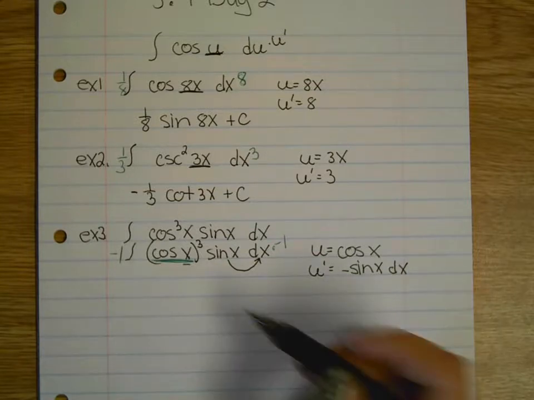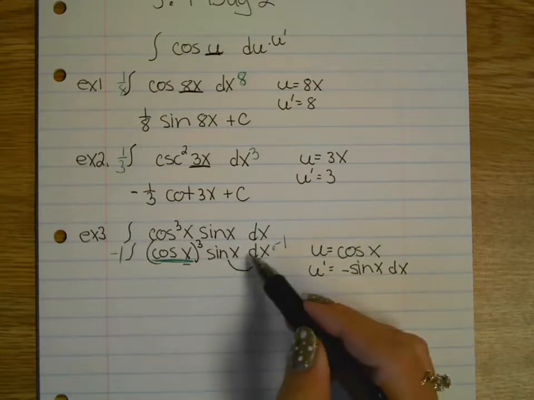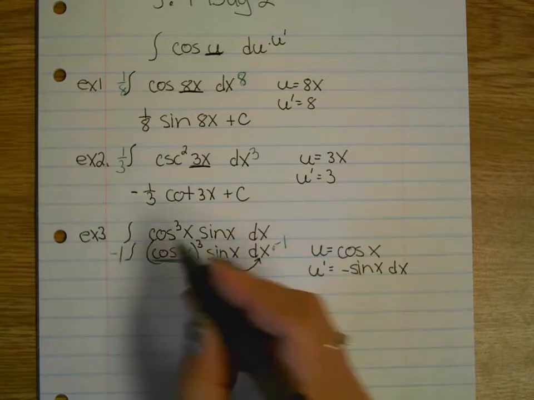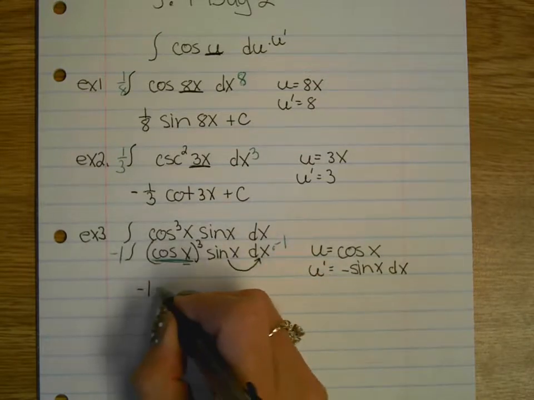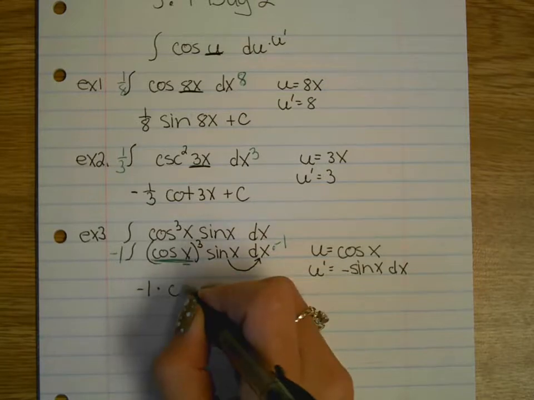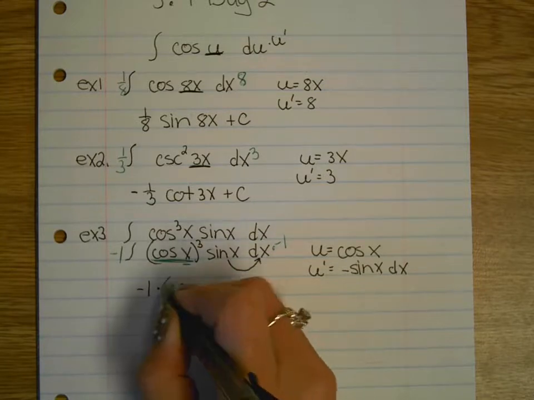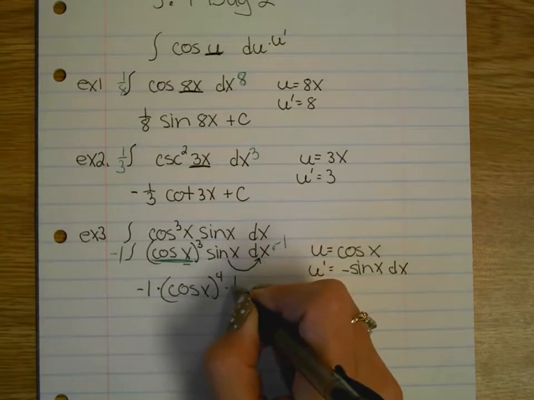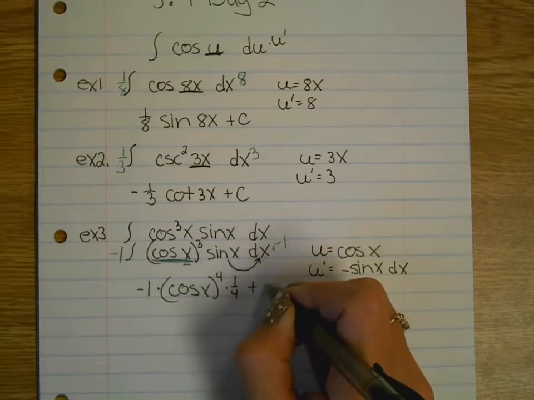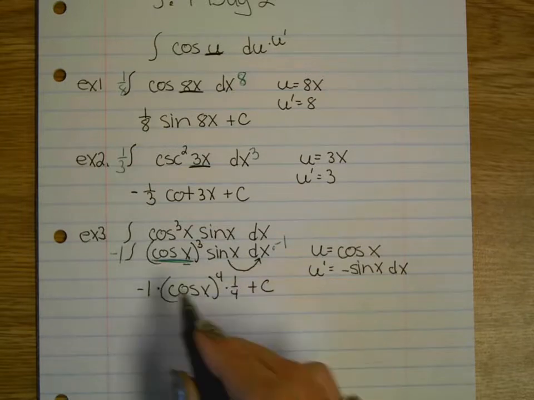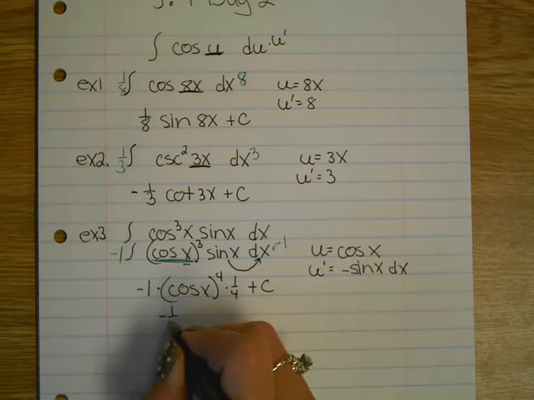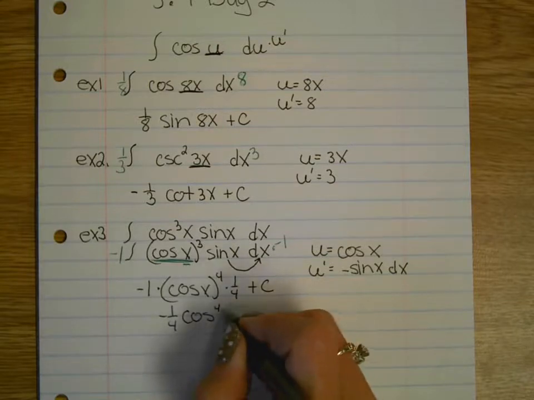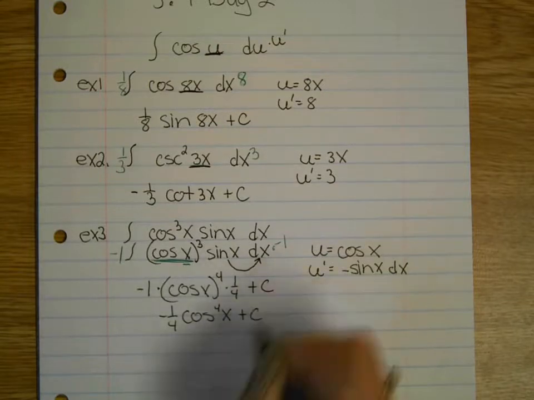So now remember, now that that's slid over next to the dx, anything attached to the dx gets thrown away, and I'm doing my power rule. So the negative 1 carries along as a multiplier. I'm going to have cosine to the 4th and then times the reciprocal, 1/4. So simplifying it, I'll have negative 1/4 cosine to the 4th x plus c.